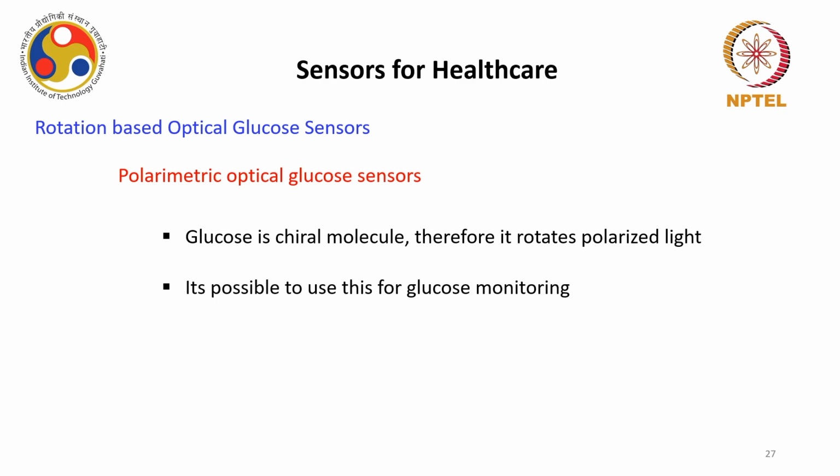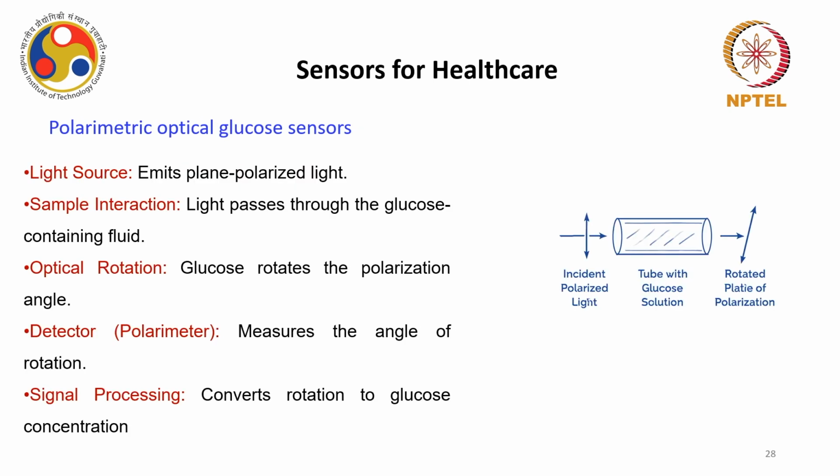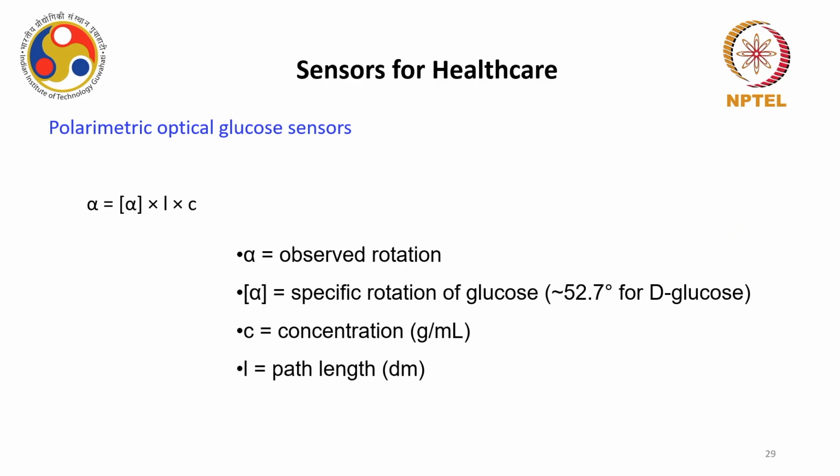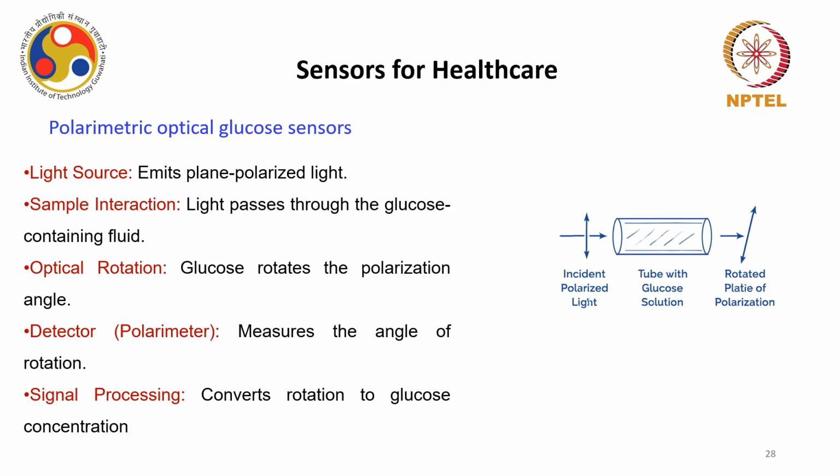Then we have devices based on rotation of the polarization, which we call polarimetric optical glucose sensors. As we know, glucose molecules are chiral molecules, therefore they can rotate polarized light. So the polarimetric optical glucose sensor exactly uses this idea. As the name suggests, it is based on the rotation in the polarization. There are 5 different components in the polarimetric optical glucose sensor.